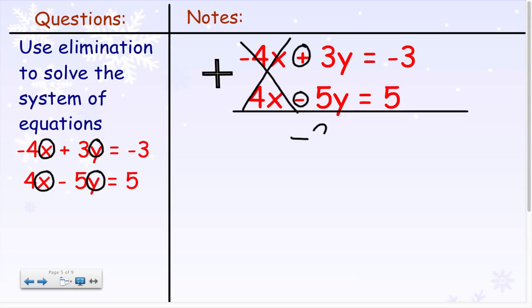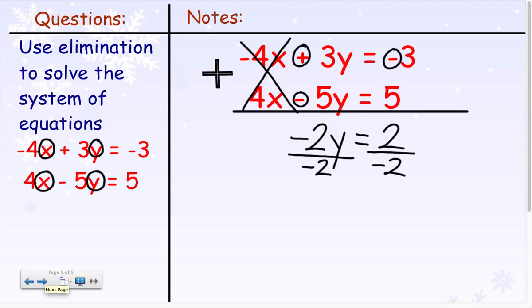Positive 3 and negative 5 make negative 2. Negative 3 and 5 make positive 2. So you have to keep in mind, you have to look at what the signs are in front of the numbers. Now I can easily break up my couple by dividing both sides by negative 2. And I'm left with y equals negative 1. Making sure you have the correct signs is very important, because if you plug negative 1 in for y and solve, you're going to get a very different answer than if you plug positive 1 in for y. So be careful about those signs.